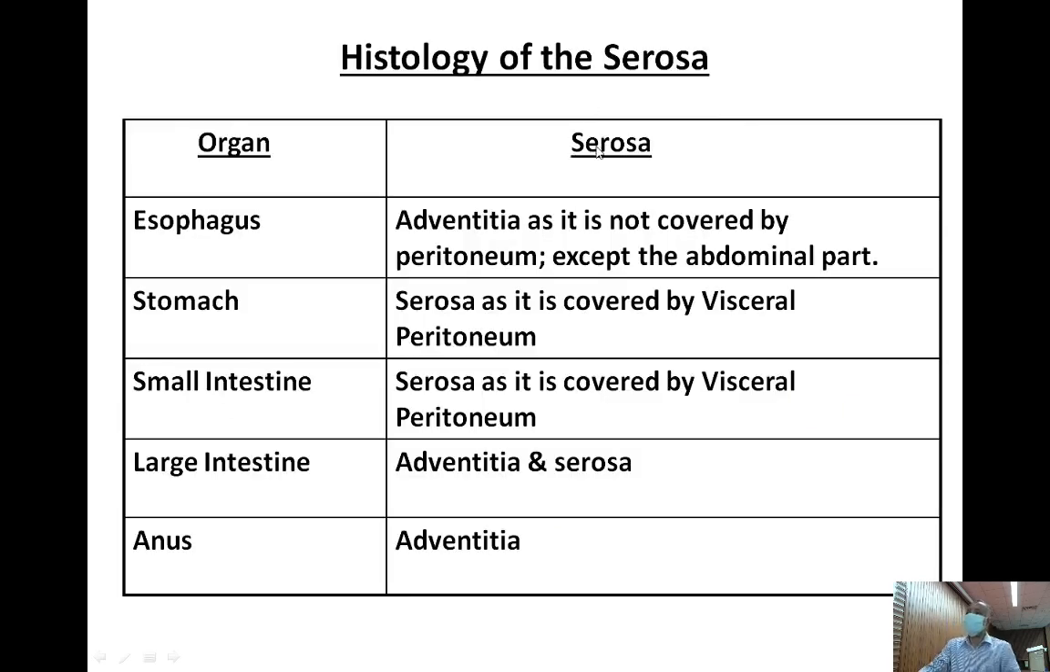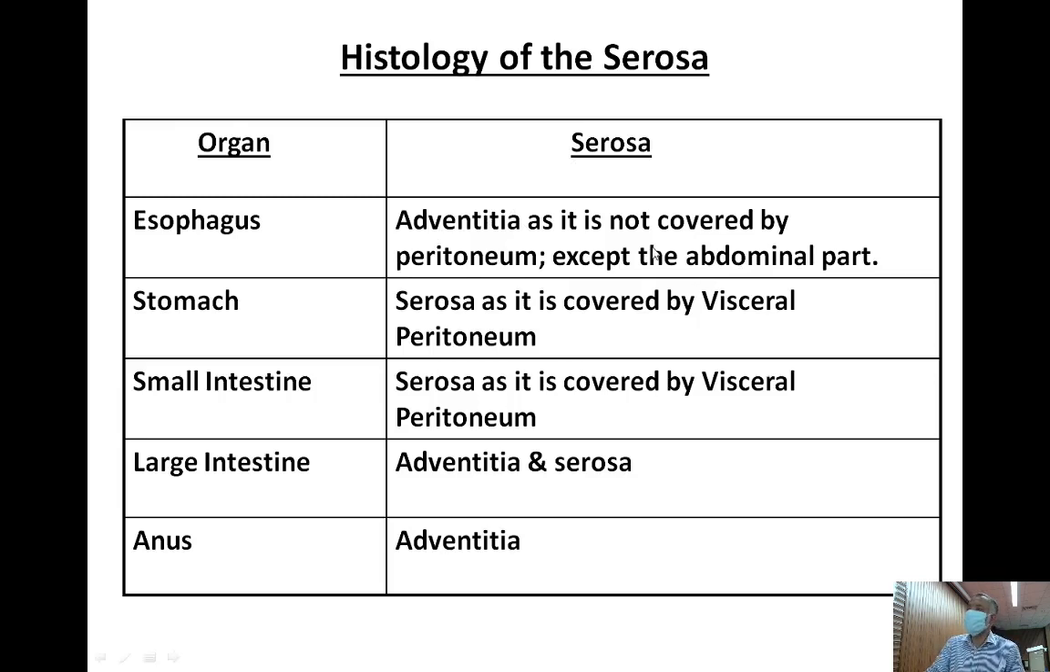Now, the differentiating point, where we call it serosa or adventitia, in the esophagus. In the esophagus, there is no question of peritoneum, because the esophagus is mostly in the thoracic cavity, and only a small terminal part is intra-abdominal. So as it is not covered by peritoneum, here the outer covering we call adventitia, except the abdominal part, which is the lowermost part of the esophagus, it is covered by the peritoneum.